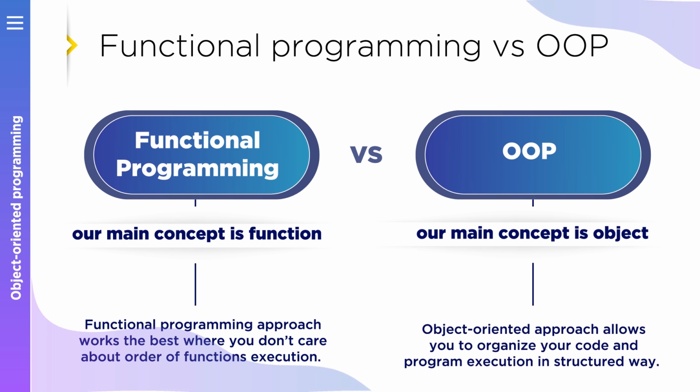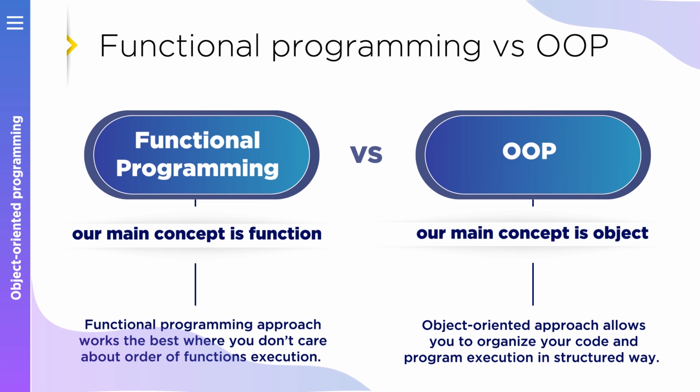The object-oriented approach allows you to organize your code and program execution in a structured way. During the course we'll discuss different clean code techniques which rely on basic OOP principles. So now I believe you understand the difference between OOP and functional programming. Let's name the exact reasons why and when we need to follow OOP design.